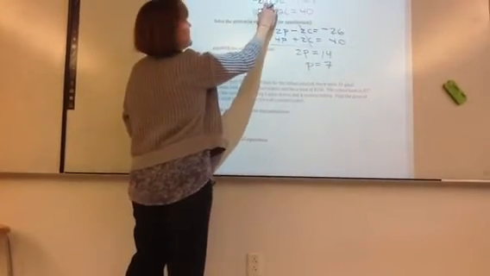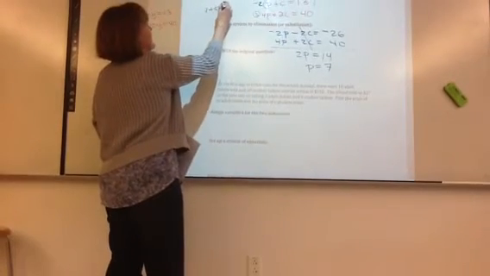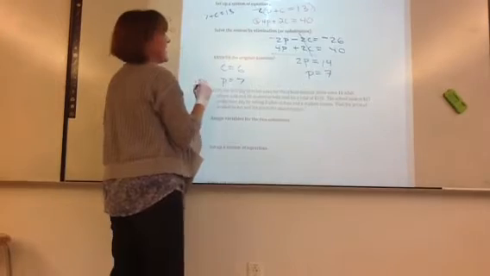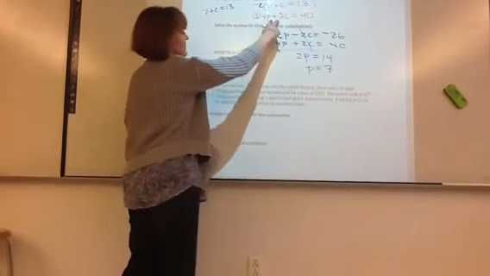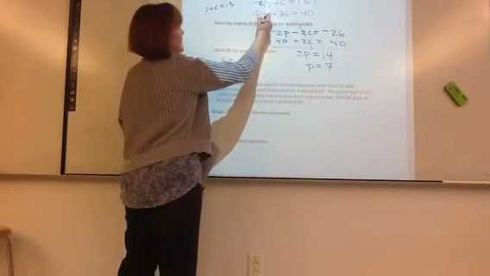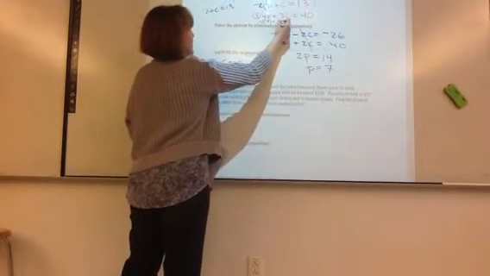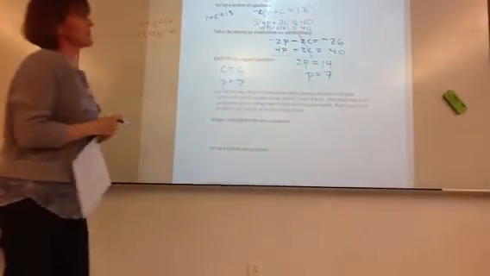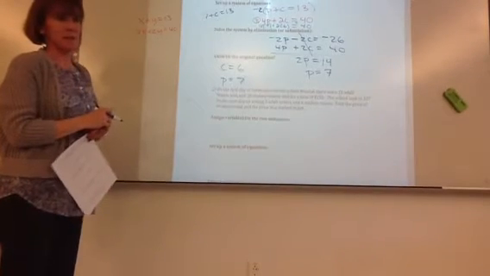If P is 7, answer the original question. Go back: 7 plus C is 13, so C is 6. P is 7, and I would say always check in here to make sure you're correct. Is 4 times 7 plus 2 times 6 going to give us 40? 28 plus 12 gives us our 40.